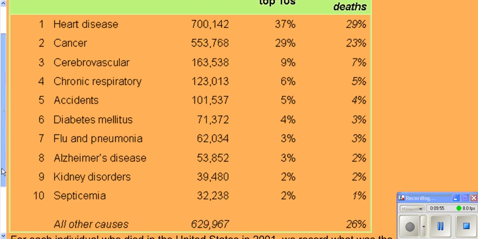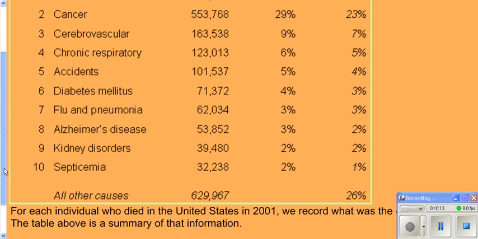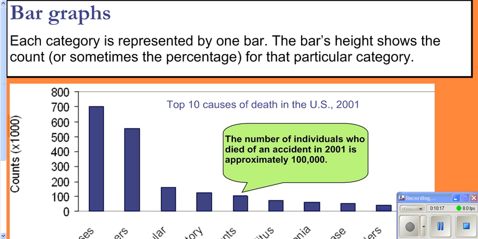So when we're looking at the first percent column here, this is percent out of just these 10. When you're looking at the far right column, these are the percents out of the total possible ones, including the other category down here. Well, there's different ways you could go ahead and represent this information.